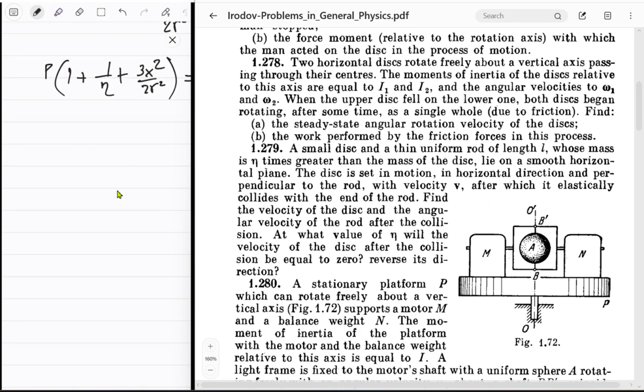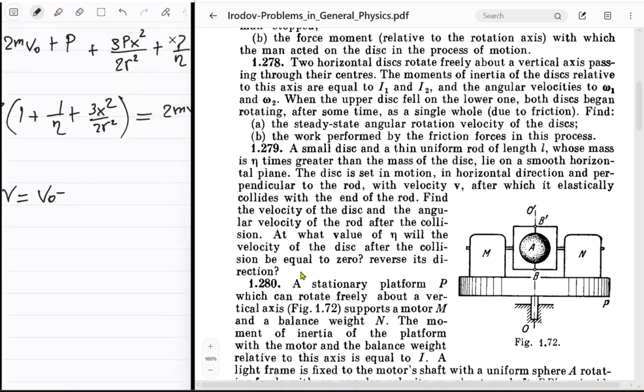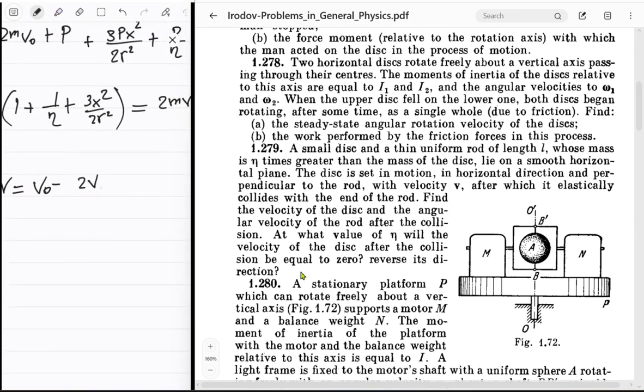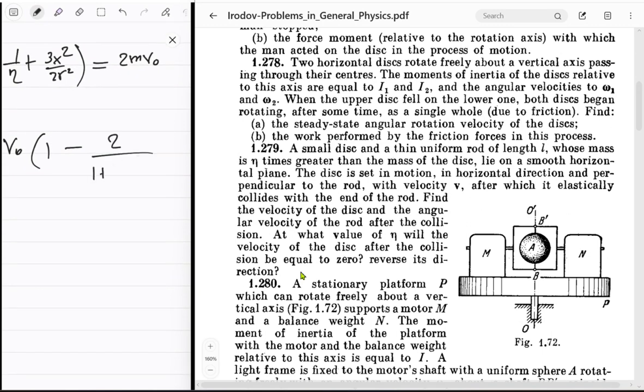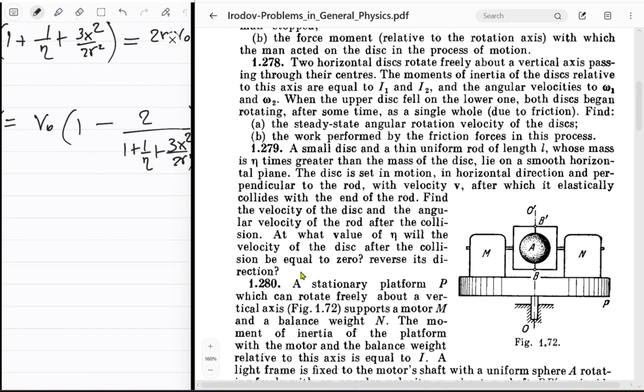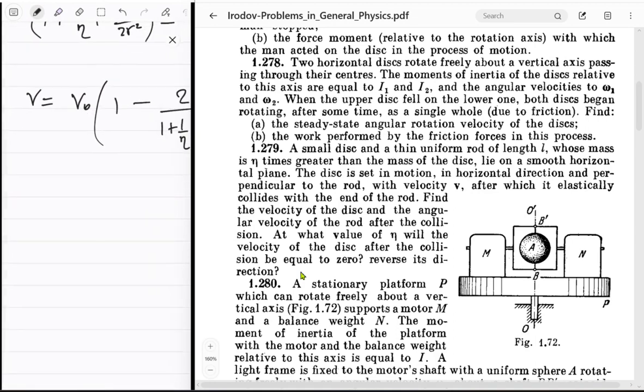Fine. First of all, what is the velocity? So v is just equal to v naught minus p upon m, which is this thing. It's like 2 v naught upon all that, right? So it's just v naught times 1 minus 2 upon all of this thing, so 1 plus 1 upon eta plus 3x squared upon 2r squared, right? Exactly. Perfect. Do you want to simplify this? I don't think that's going to be a good thing to do. Just leave it like that. So that's our v.